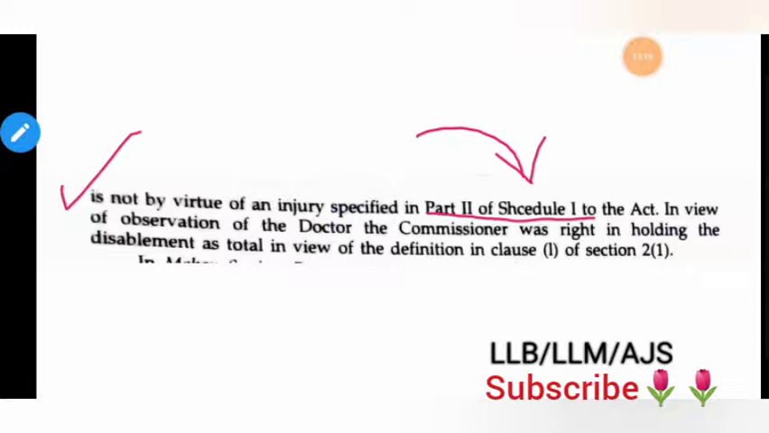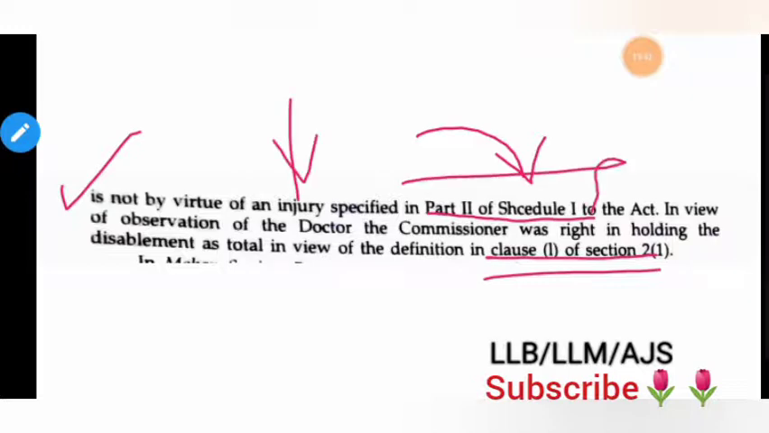In view of the observation of the doctor, the commissioner was right in holding the disablement as total, in view of the definition in clause (l) of Section 2(1), because it was a non-scheduled disablement or injury, not by virtue of an injury specified in Part 1 or Part 2, Schedule 1. So the commissioner was right.